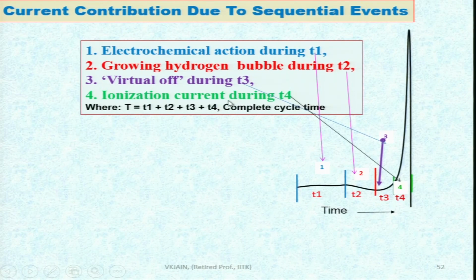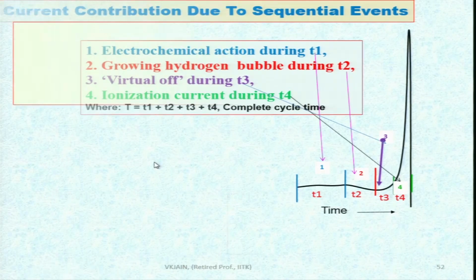And ionization current during the T4 time, that means sparking is taking place during this period, and that is why you can see the current is increasing. So we have to measure this, and the total time T is T1 plus T2 plus T3 plus T4, that is the complete cycle time. So these 4 times have been measured.